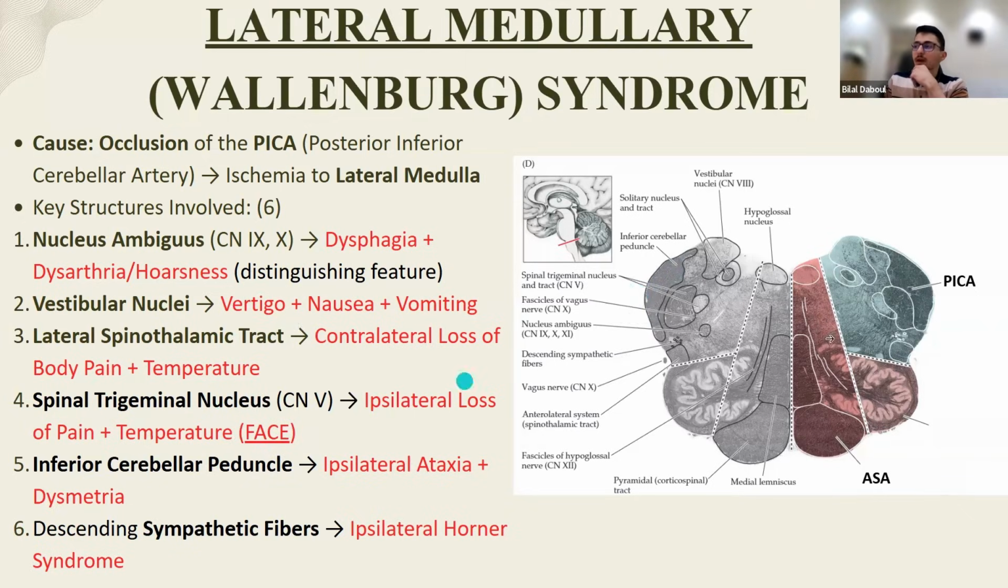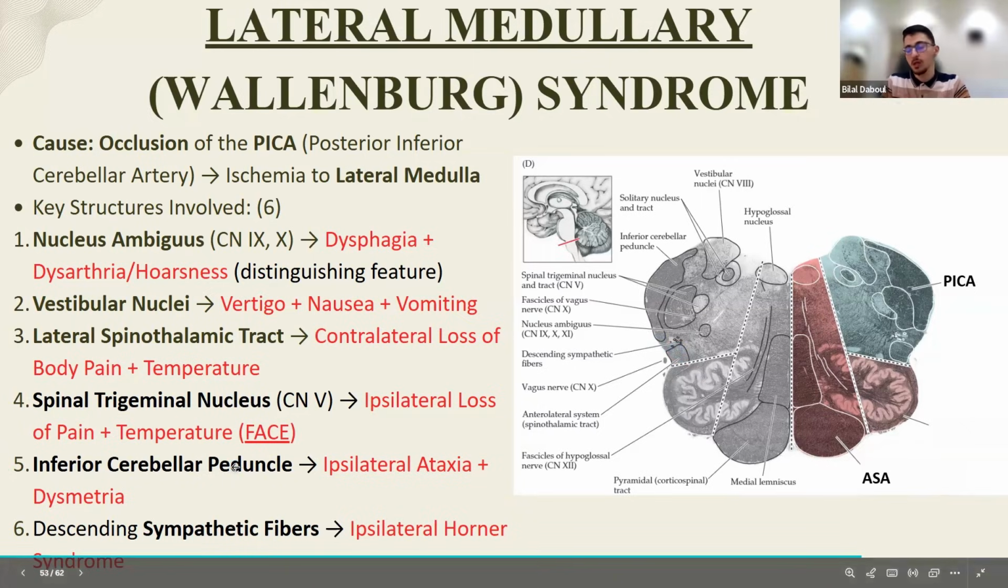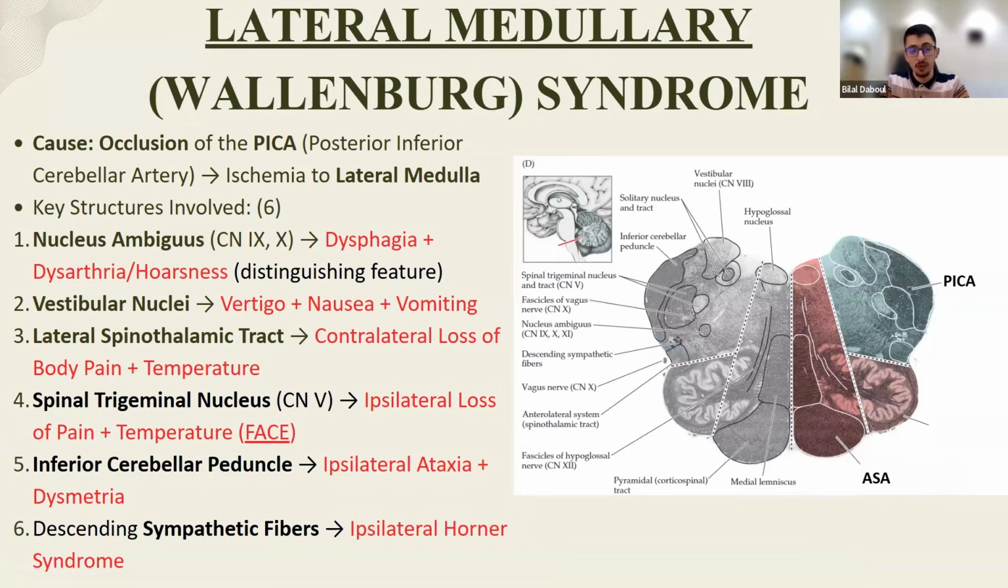And finally, you would have descending sympathetic fibers, these small dots, that are going to excite the preganglionic sympathetic fibers to the face. So you'd have ipsilateral Horner syndrome: ptosis, miosis, and anhidrosis. And it would be partial ptosis and not complete, because in oculomotor palsy you would have complete ptosis because the LPS is completely paralyzed. However, in Horner syndrome, you'd have partial ptosis.